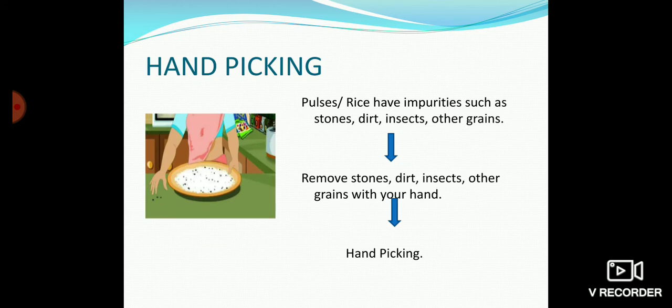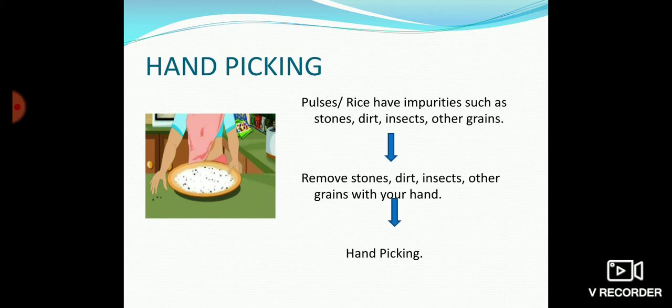Now what is this? These are rice grains with some impurities. Now to remove these impurities, what will you do? It's quite simple. You will just pick up this impurity with your hand. You have seen your mother doing this almost every day. So this is called hand picking. When you separate two components by your hand, the process is called hand picking.